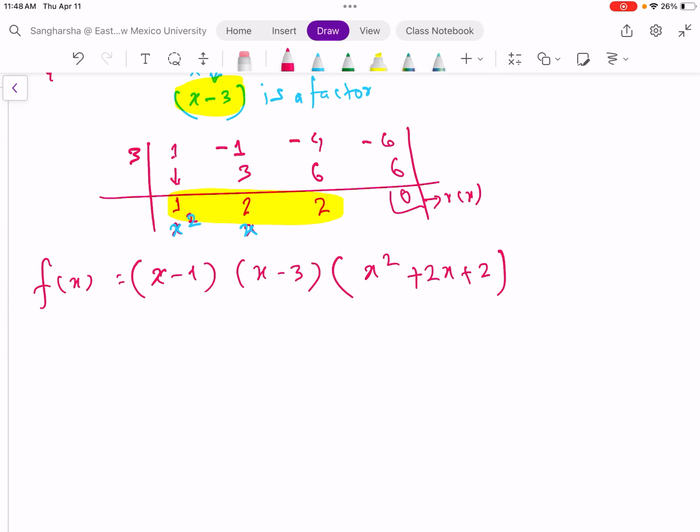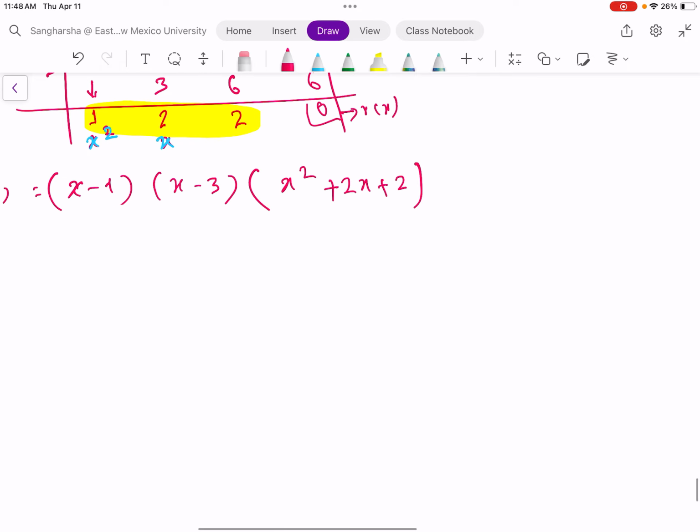We have the quadratic form, and if we have the quadratic form, we try the FOIL method or the AC method. Now, do you think we can use the FOIL method here? We need to find two numbers whose product is 2 and sum is 2. Is there any two numbers whose product is 2 and sum is 2? No, right? So we're going to use the quadratic formula. Now let's use the quadratic formula for this factor.